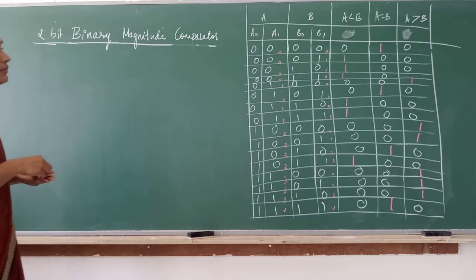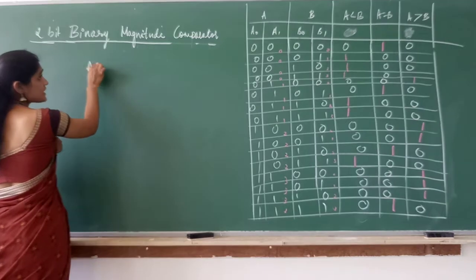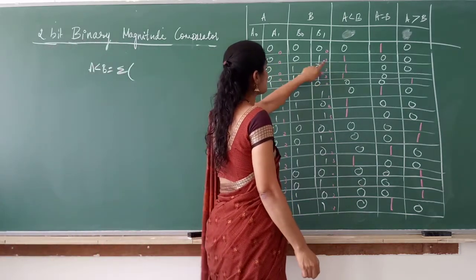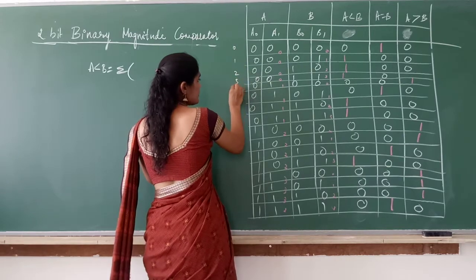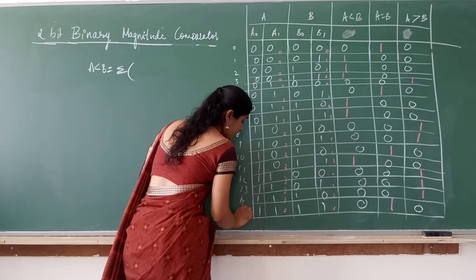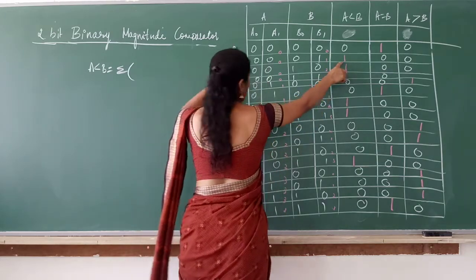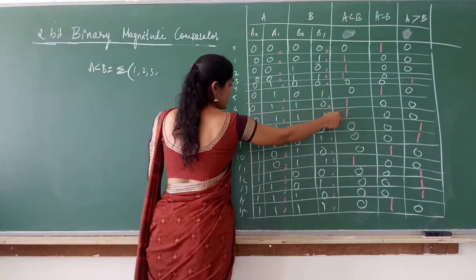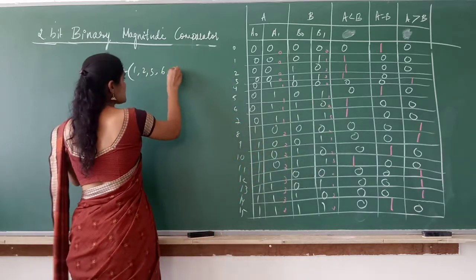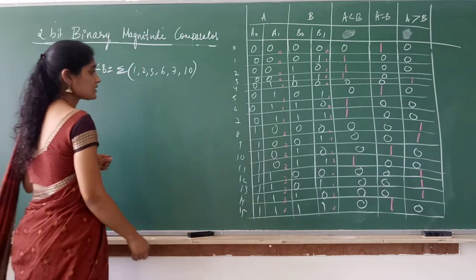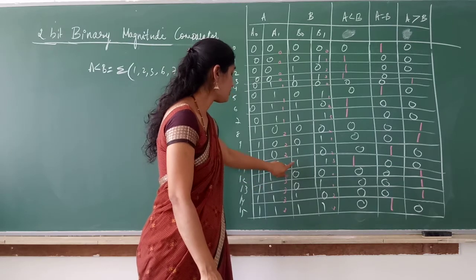Now to write the circuit diagram, let us first write the min terms for the output variables. So A less than B, what are the min terms? Summation. What is 0 0 0 1? This is 0, 1, 2, 3, 4, 5, 6, 7, 8, 9, 10, 11, 12, 13, 14, 15. So A less than B is 1, 2, 3, correct? Then 6, 7, 10. Am I correct? 1, 2, 3, 6, 7, 10. Okay? 10 and 11.